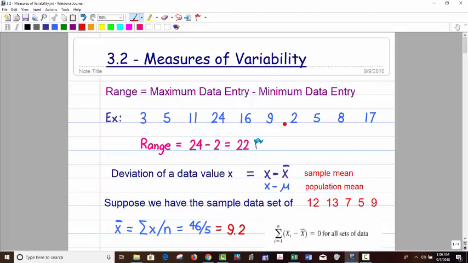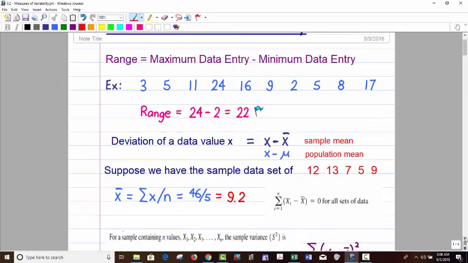So we look through here, and it's unsorted, so you're looking for the largest value. You know, if the data was sorted from lowest to highest, then the largest number would be on the right and the smallest would be on the left. But that is not true here. So 24 is the largest number, 2 is the smallest, 24 minus 2 equals 22. All right, so I think that's enough of range. Not too complicated.